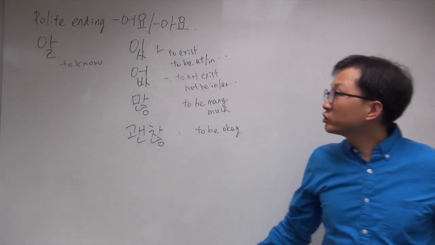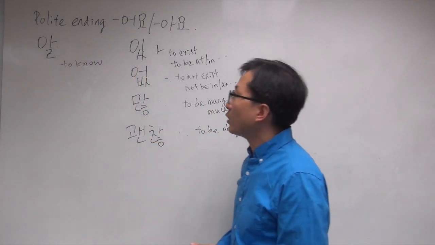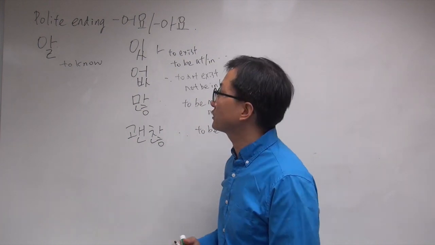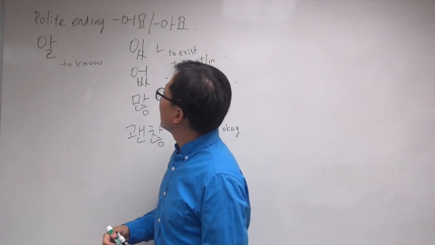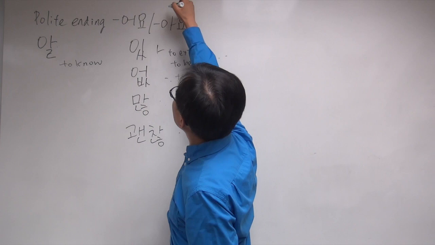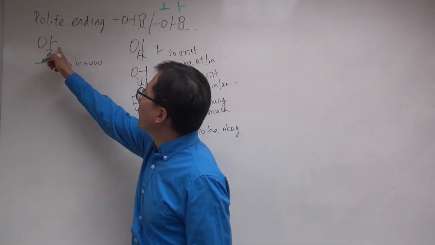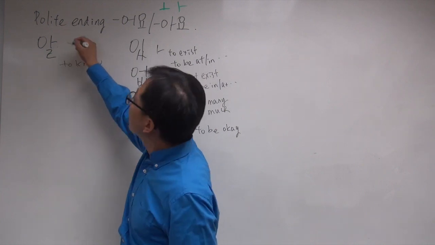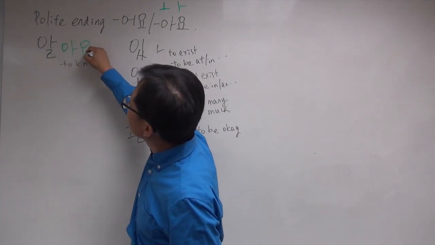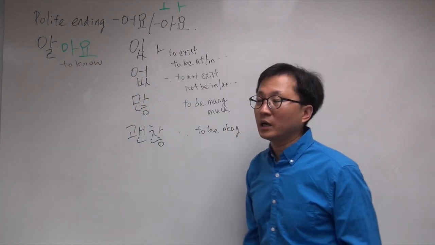Then let's conjugate them. We have to take a look at the last syllable, one syllable, and check if it has either O or A. Remember, O and A. Okay, it has A. Then its conjugation form is 알아요.